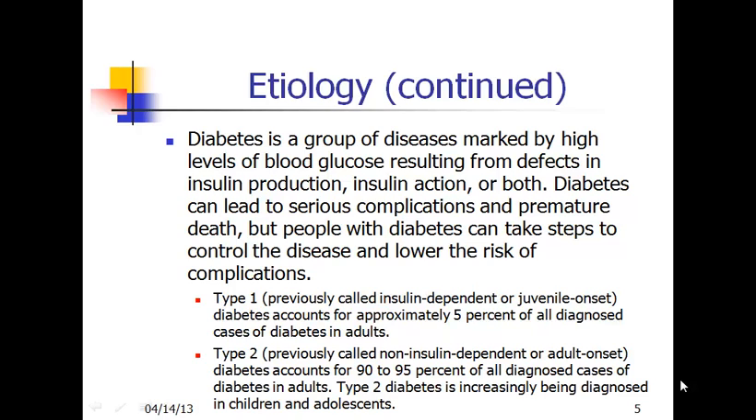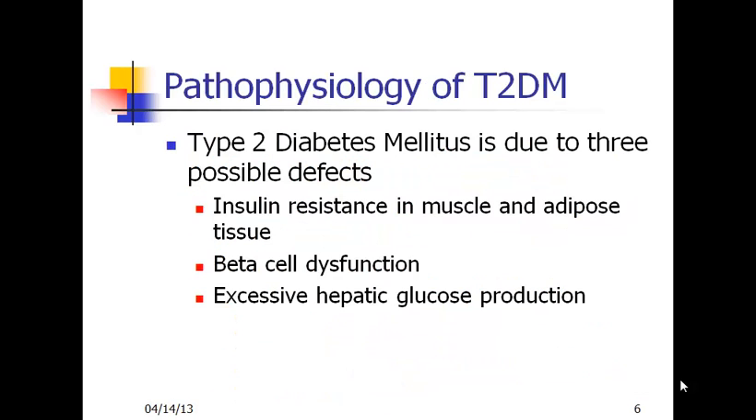Diabetes is a group of diseases marked by high levels of blood glucose resulting from defects in insulin production, insulin action, or both. Diabetes can lead to serious complications and premature death, but people with diabetes can take steps to control the disease and lower the risk of complications. Type 1, previously called insulin-dependent or juvenile onset, accounts for approximately 5% of all diagnosed cases of diabetes in adults, and type 2, previously called non-insulin dependent or adult onset, accounts for 90 to 95% of all diagnosed cases of diabetes in adults. Type 2 diabetes is increasingly becoming diagnosed in children and adolescents.